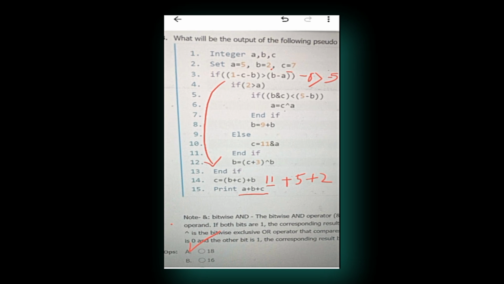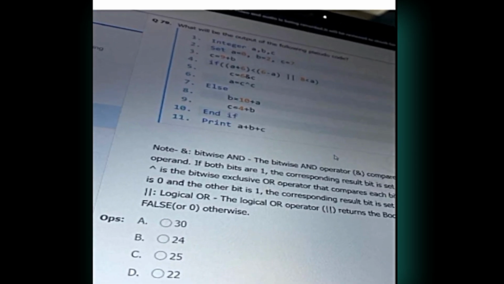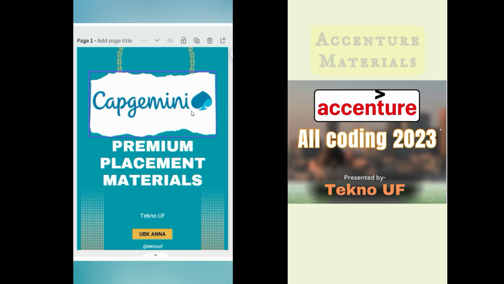So now I'll give you a quiz question. Please pause the video and try to give the answer, right? Okay, so the question is this. I hope this is visible. The portion which might not be visible is: set a is equal to 0, b is equal to 2, c is equal to 7, c is equal to 9 plus 7, if a plus 6 less than 6 minus a, or operation 8 less than a, right? I hope the remaining part is visible. Among these options, what will be the correct answer? Just give me the answer, right? Let's go to the next question.